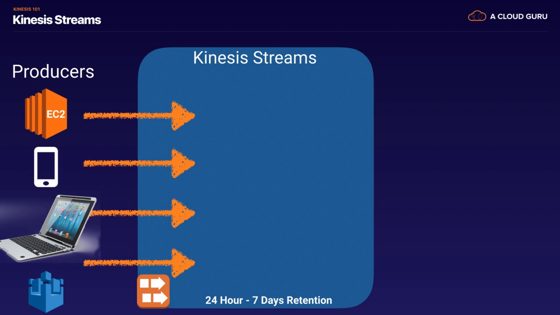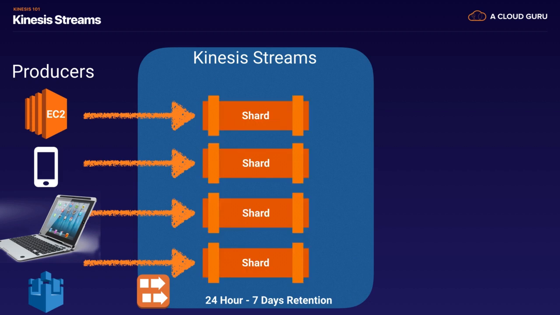And Kinesis Streams is a place to store that data. By default, it's going to store that data for 24 hours. However, it can store it up to 7 days. So it's just a place to put all that data. And your data is contained in shards. And we'll look at what a shard is in the next slide.